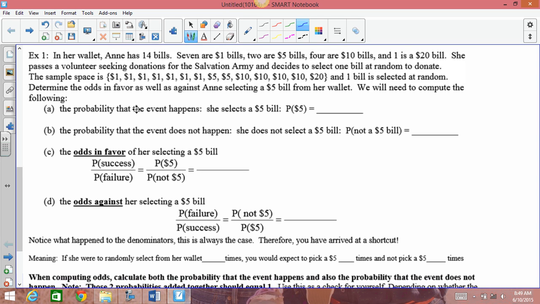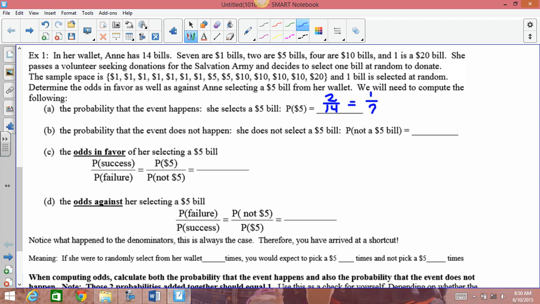So if you want the odds that she would select a $5 bill, then I need the probability that that event is going to happen, the probability that she does select a $5 bill. I'm also going to need the probability that that event doesn't happen, that she doesn't select a $5 bill. So again, always find the probability that the event happens and that it doesn't happen. So the probability that she would select a $5 bill: there are 2 5s in her wallet out of the total 14 bills in the wallet, that can be reduced to 1/7.